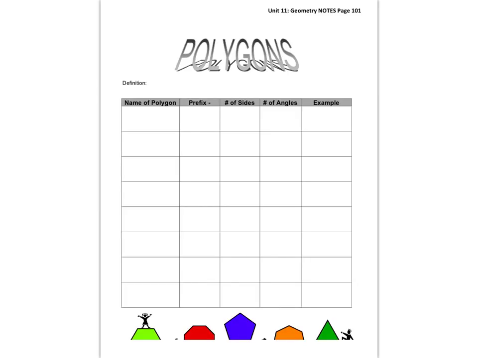Alright guys, turn to page 101. Today we're going to talk about polygons and in particular quadrilaterals. Alright, so a polygon is a closed figure with at least 3 sides. Let's fill in this chart down here.